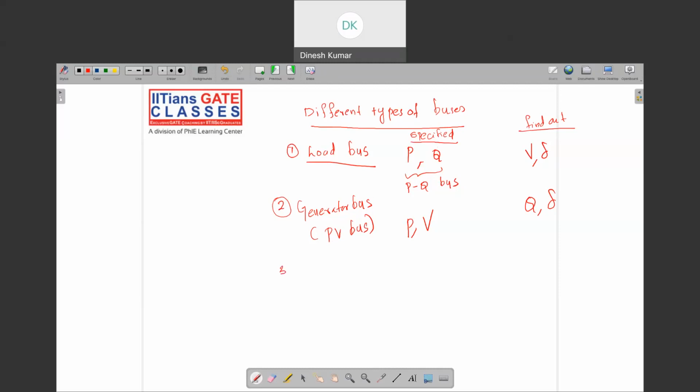The third one is known as the slack bus or swing bus. Here we are actually only specifying the voltage V. P and Q are normally not specified because the slack bus is basically used to compensate the losses that are happening.